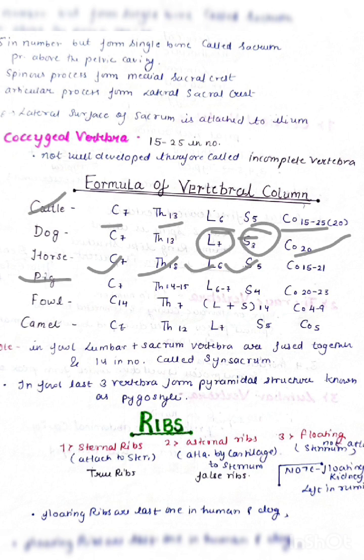In pig, the 7 cervicals are present, thoracic is 14 to 15 in number, lumbar is 6 to 7 in number, sacrum is 4 in number, and coccygeal is 20 to 23 in number. In fowl, the cervical is 14 in number, thoracic is 7, lumbar plus sacral are fused and form 14 in number, and the coccygeal are 4 to 9 in number. In camel, cervicals are 7, thoracics are 12, lumbar are 7, sacrum are 5, and coccygeal is 5.